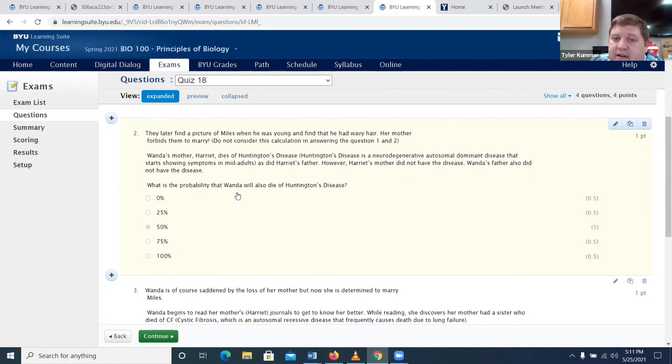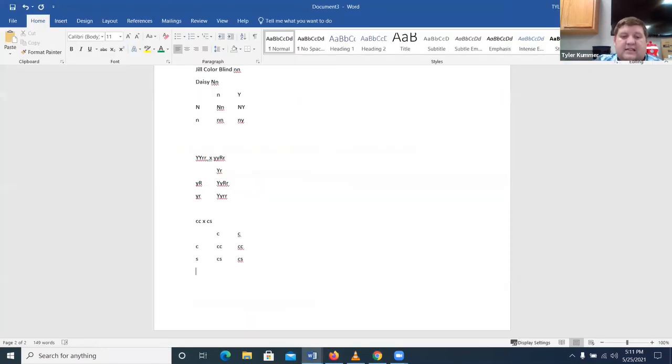However, Harriet's mother did not have the disease. Wanda's father also did not have the disease. So what is the probability that Wanda will also die of Huntington's? Well, with Huntington's, you have to have the dominant allele to get it. So father doesn't have it. He has to be homozygous recessive. Harriet did have it, but her mother didn't. That tells me that Harriet has to be heterozygous.